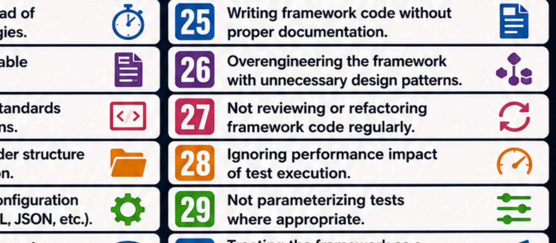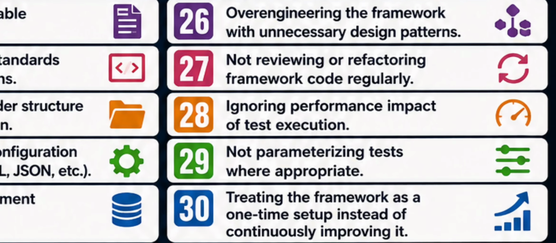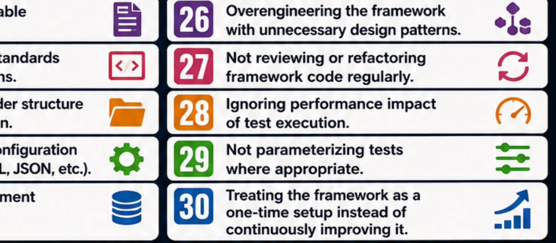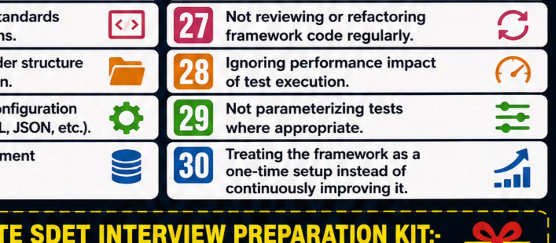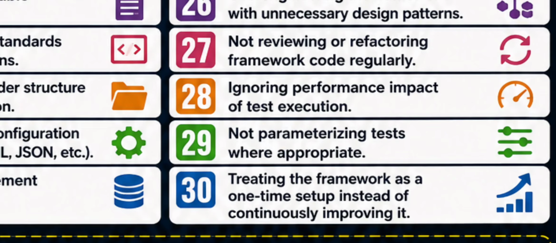The 26th point you should avoid is over engineering the framework with unnecessary design patterns. The 27th point that you should avoid is not reviewing or refactoring the framework code regularly. The 28th point you should consider and avoid is ignoring the performance impact of test execution. And the 29th point you should avoid is not parameterizing the tests wherever it's appropriate.